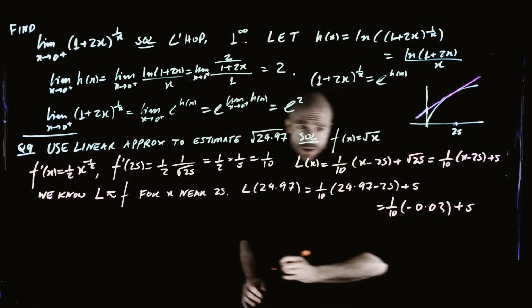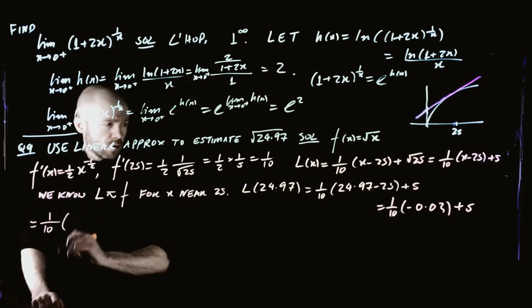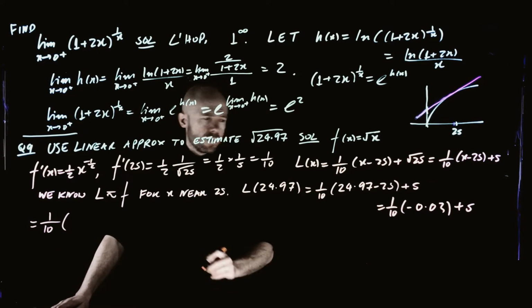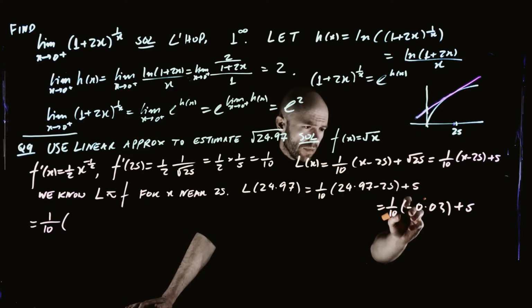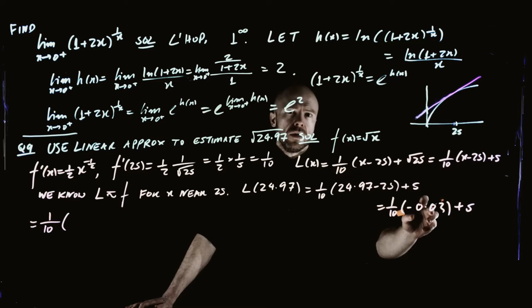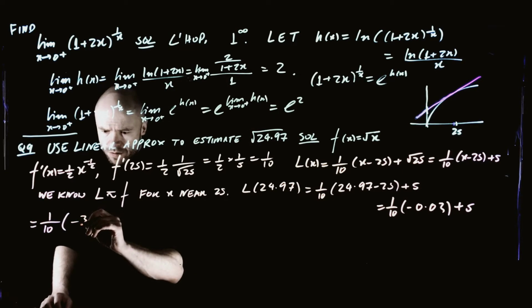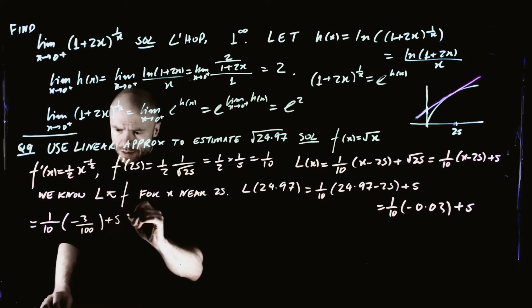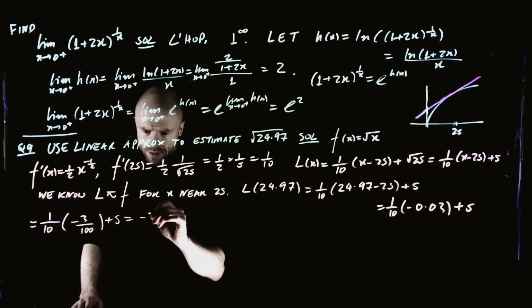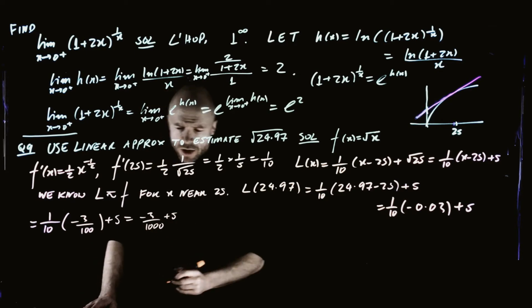Should we keep it over here? No, let's move over here. So then this is 1 over 10. And what is this? If the 3 was here, if we had minus 0.03, it would be 3 over 10. But since it's here, it's going to be minus 3 over 100. Plus 5. So what we have is minus 3 over 1,000 plus 5.